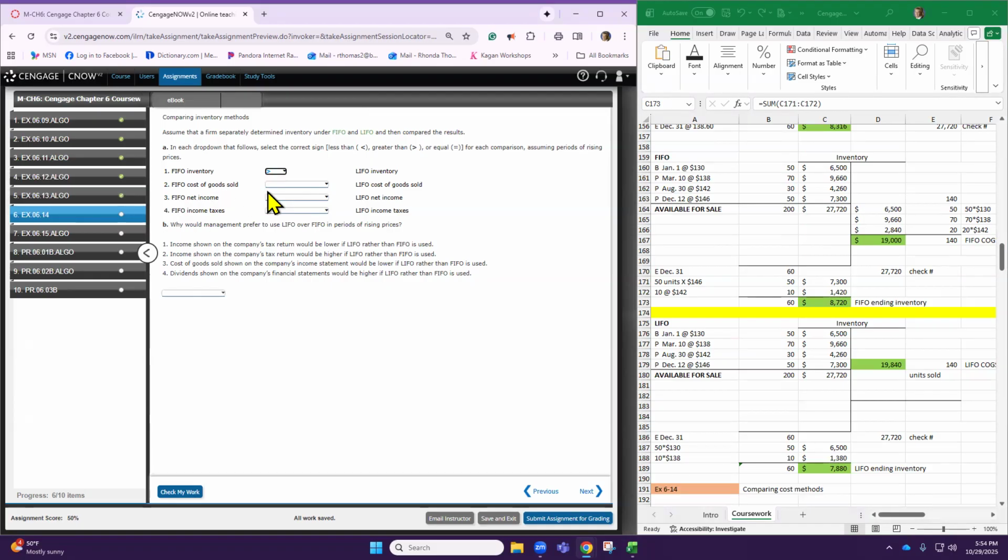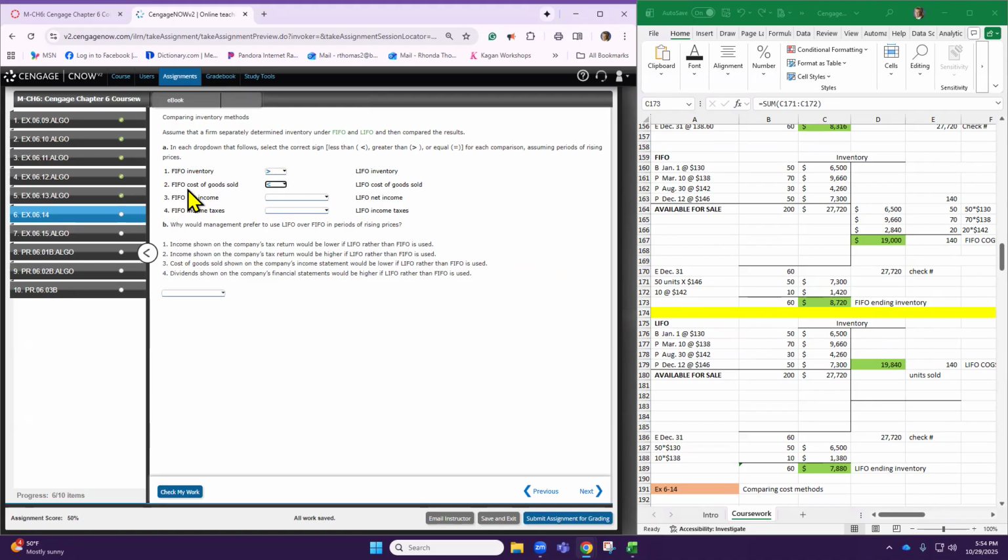The oldest costs are sitting in inventory for LIFO. How about the cost of the goods that we sold? FIFO's cost of goods sold is smaller than LIFO's because they're using the oldest costs first, which are less. So cost of goods sold is going to be less. These are opposite.